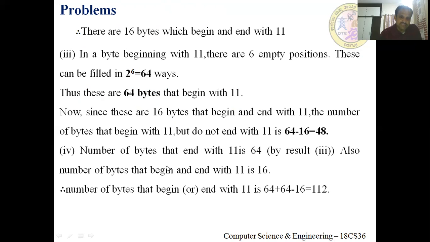Also, the number of bytes that begin and end with 11 is 16 because the first 2 and last 2 bits are fixed. The remaining options available for me is 2 to the power of 4, which is 16. Therefore, the number of bytes that begin or end with 11 is 64 plus 64 minus 16, that is equal to 112 ways. That is the total number of ways.